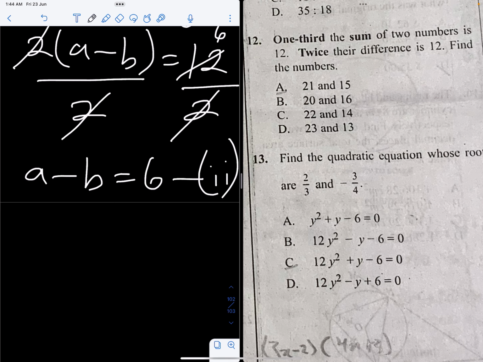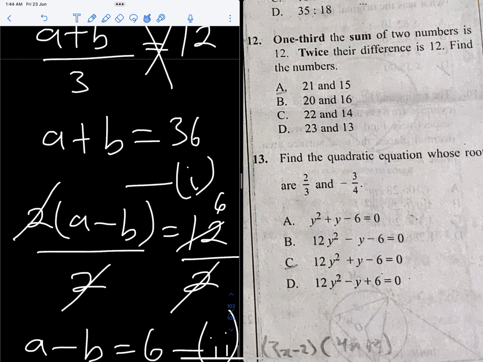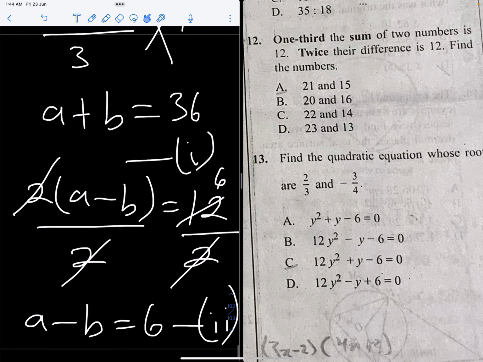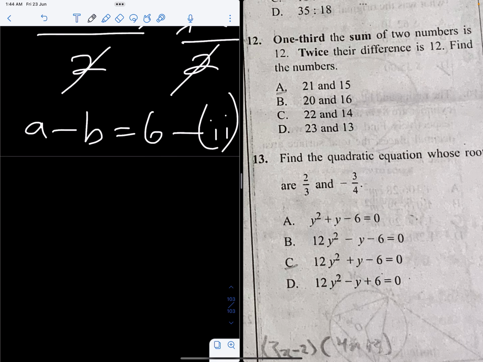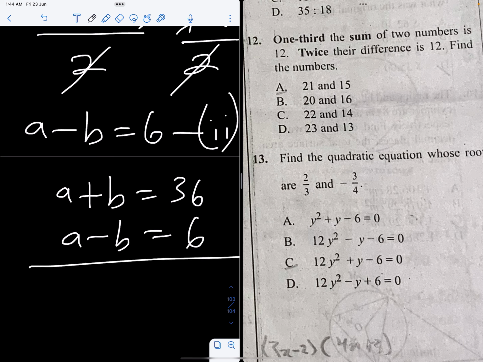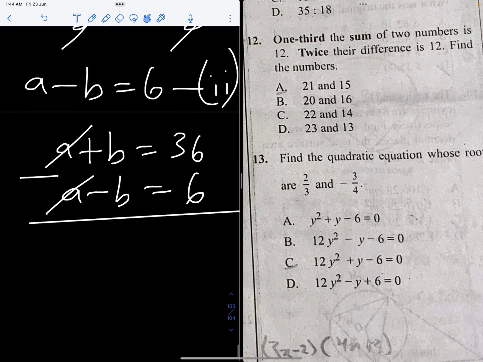And now we can solve equations 1 and 2 simultaneously. Equation 1 is a plus b equals 36, and equation 2 is a minus b equals 6. So I'm solving by elimination. Adding the equations, a minus a is 0.